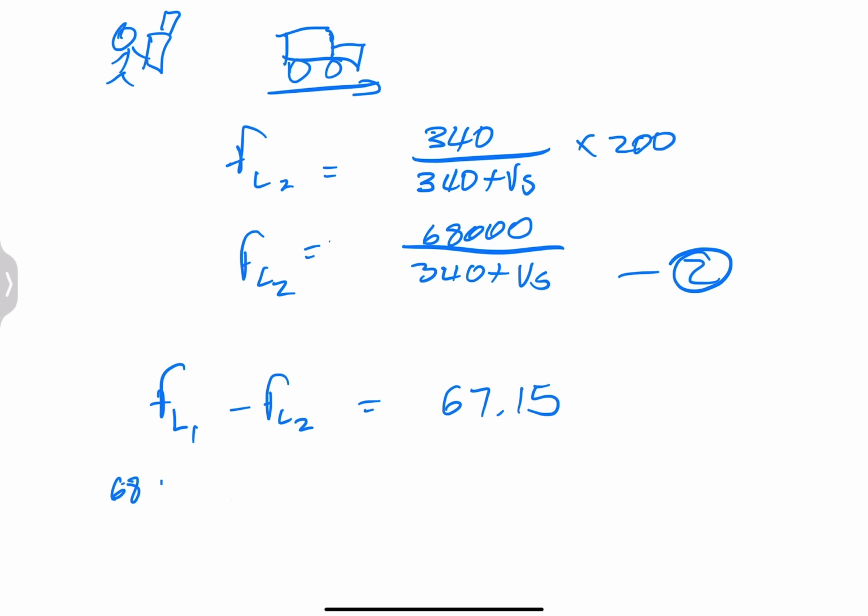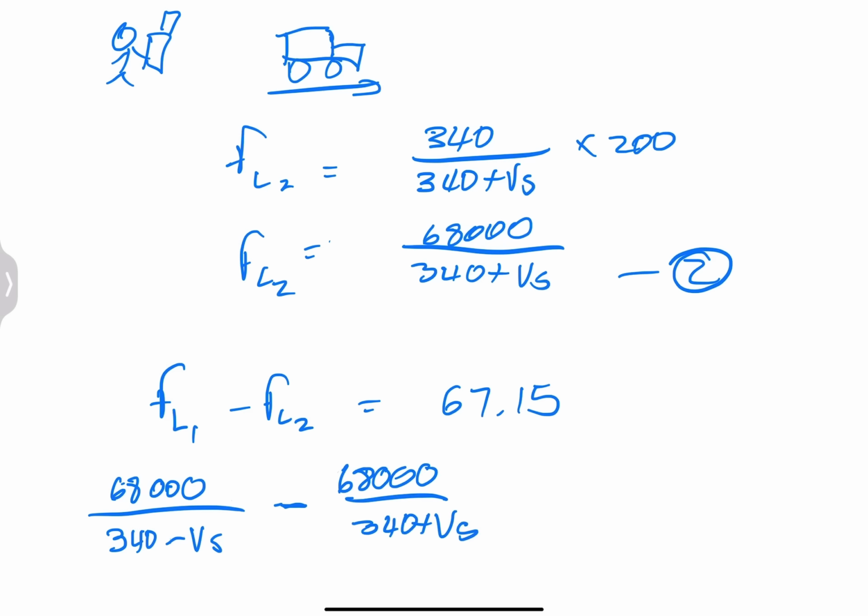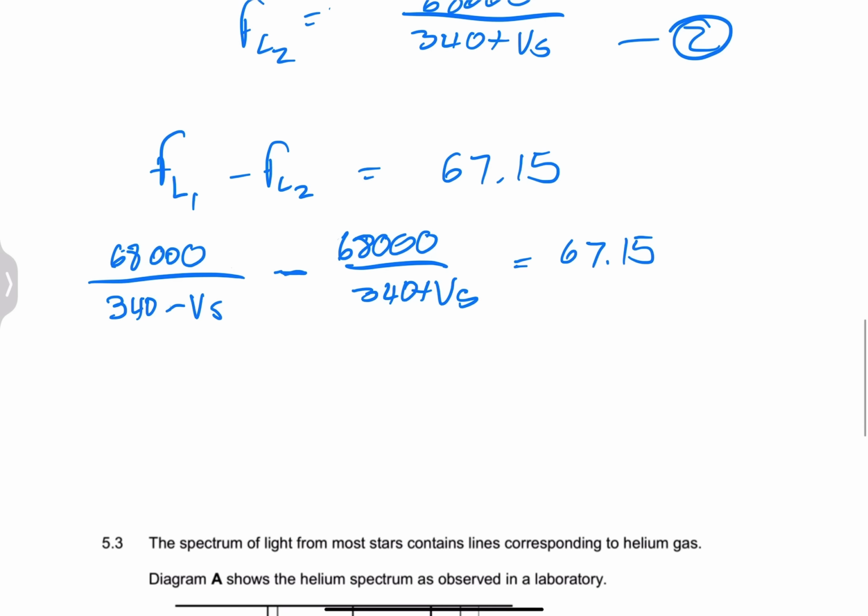So you've got 68,000 over 340 minus Vs, minus 68,000 over 340 plus Vs, which is equal to 67.15, right? So what we're going to have to do there is just deal with the mathematics.